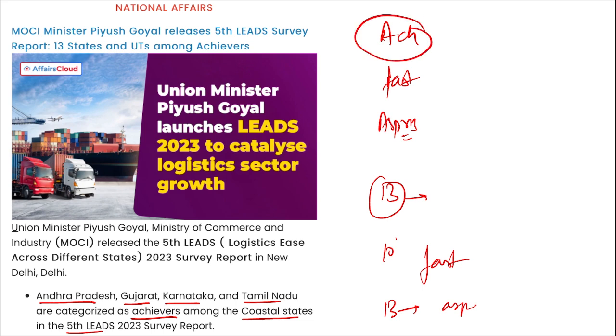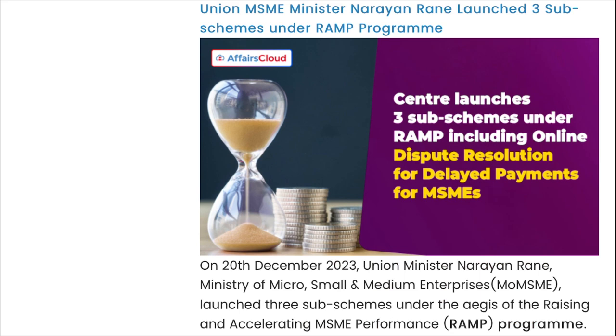Then remember, the states that are categorized as achievers are basically those states that have shown an exemplary logistics ecosystem, right? And fast movers are those states that are in the process of becoming achievers through progressive policies and new infrastructure projects. And aspirers are those states that have adopted national best practices to further improve their contribution to make India a global manufacturing and logistics hub. Correct?